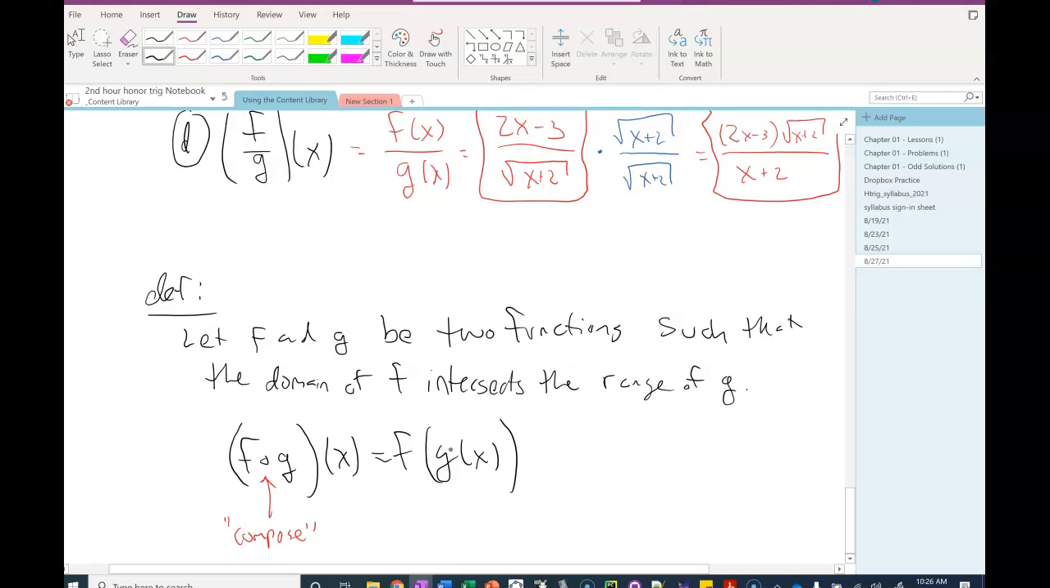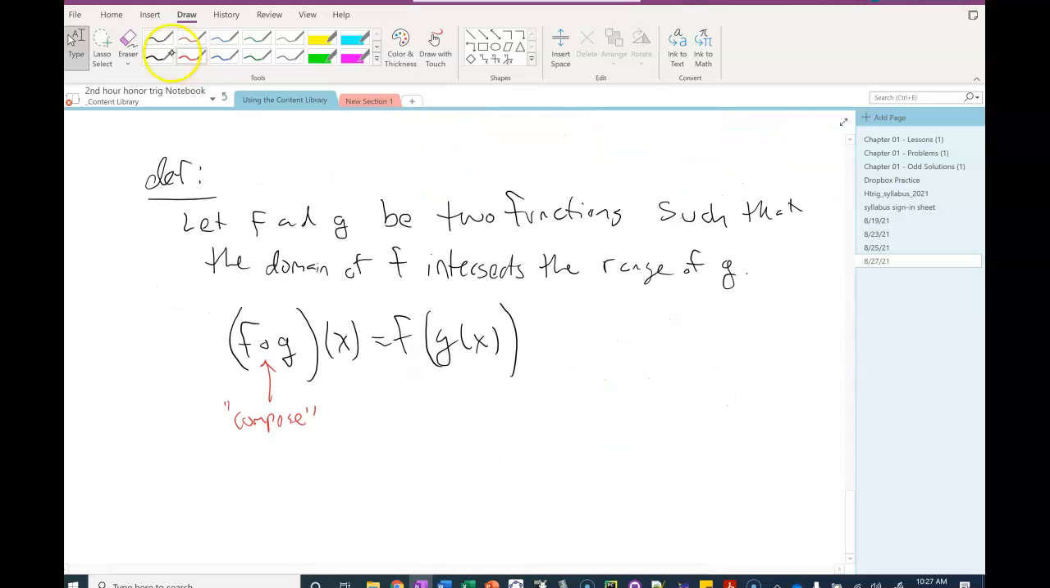So let's talk about this first sentence for a minute and what that really is saying. Josh? Absolutely. So it says f and g have to be two functions such that the domain of f intersects the range of g. So what that's saying is, if I pick an x, I have to compute g of x, which is an output, right? The output for g of x has to be inside of the domain of f, right? Because what am I plugging into f? G of x, right?